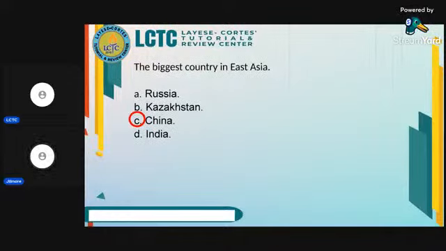Biggest country in North Asia? Russia, RNA. Biggest country in South Asia? India, ISA. India, South Asia. Biggest country in Central Asia? Kazakhstan, Central Asia. Okay, RNA, Kazakhstan, CHEA, ISA. Russia, North Asia. Kazakhstan, Central Asia. China, East Asia. India, South Asia.